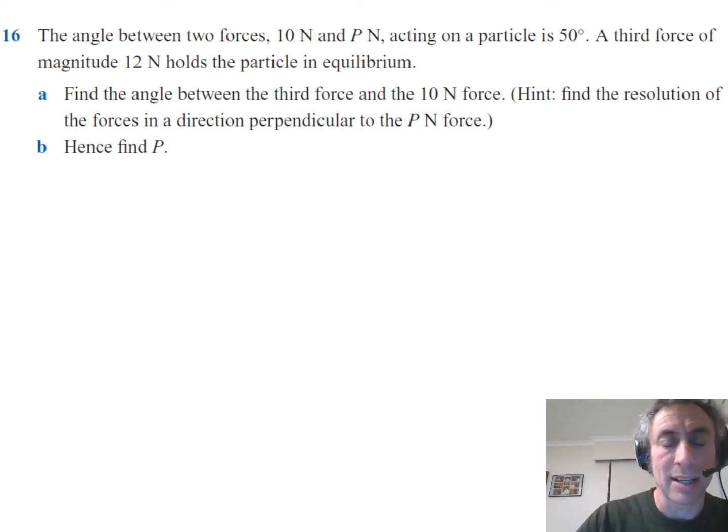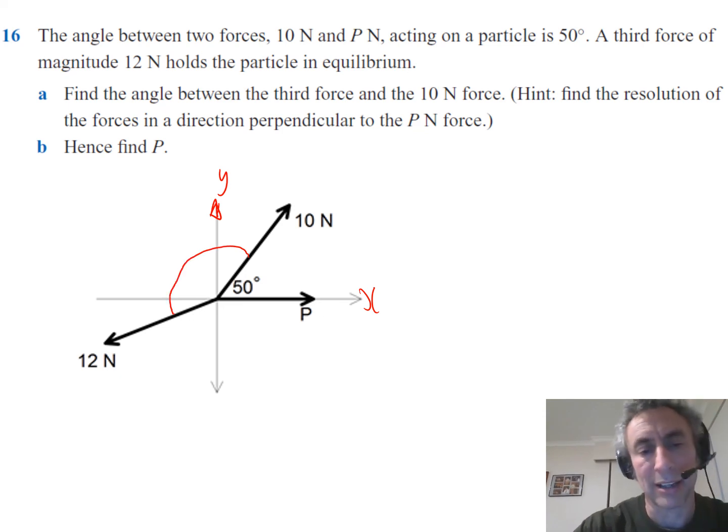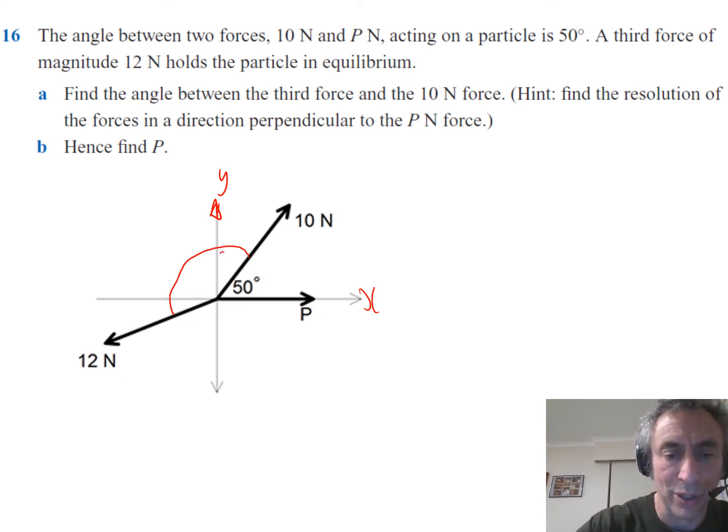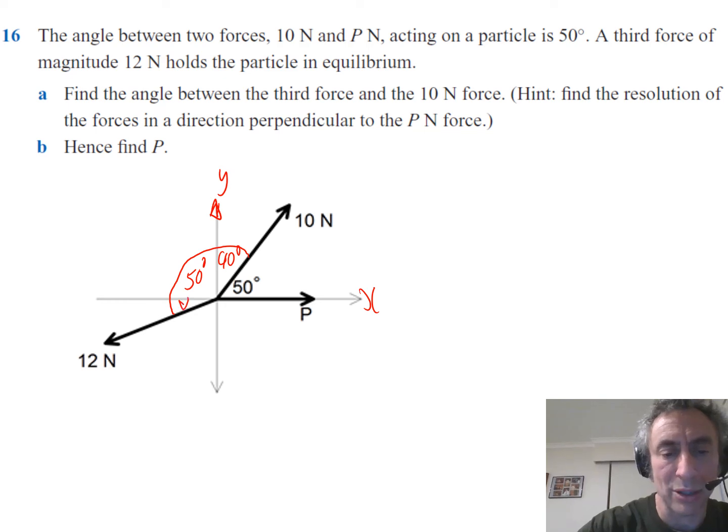Okay, you're back. So hopefully you drew a diagram somewhat similar to that. I'm just clearly imposing an XY axis on the situation. I've got my positive X, my positive Y, and I should be able to find out the angle between the 10 Newton and the 12 Newton force. How can I do that? Obviously that's 40 degrees, that's 50 degrees, and it just comes down to working out what this angle would be over here.